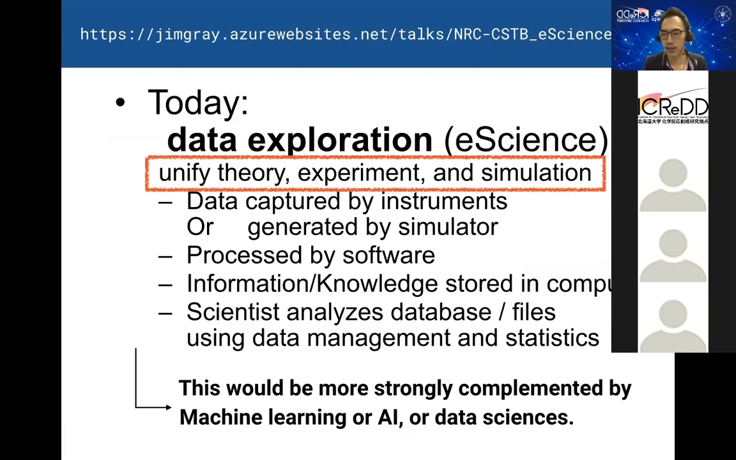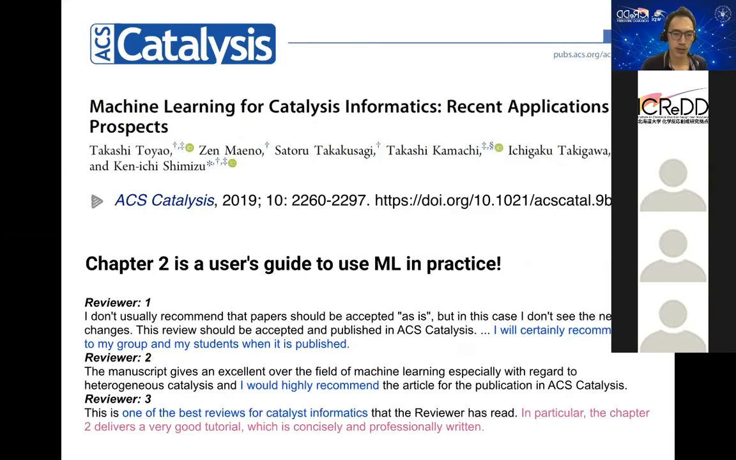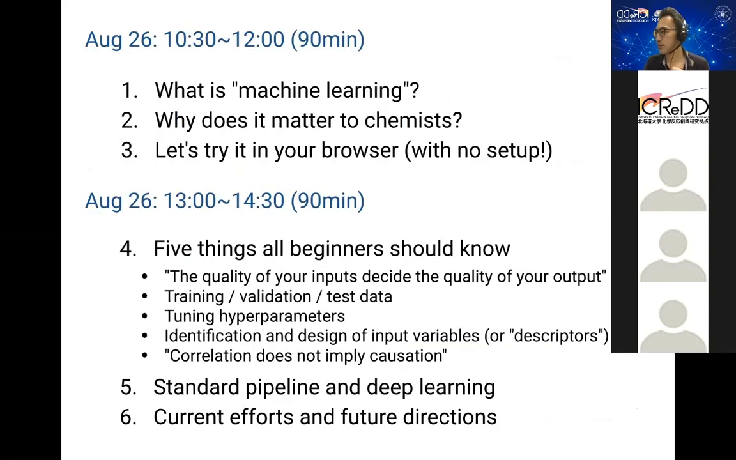So anyway, this is the last figure. This is by Jim Gray. We need to unify chemical theory, chemical experiments, and chemical simulation by handling data appropriately. And this trend would be more strongly emphasized by machine learning, artificial intelligence, or data science technologies. And this is our review paper, and chapter 2 is a very quick guide for machine learning beginners. Please check it if you're interested in further topics. So this is the last slide. Thank you very much for taking the time to come, and thank you very much.